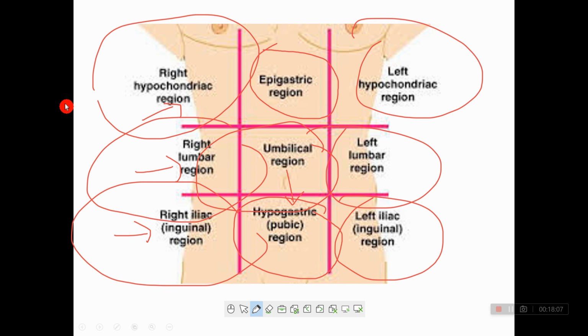So doctors and medical persons relate to these terms only. They give their prescriptions or diagnosis in these terms, depending on what they are observing in which region. So it is very important to understand these 9 cavities of the abdomen and become aware of the names of these regions, right?